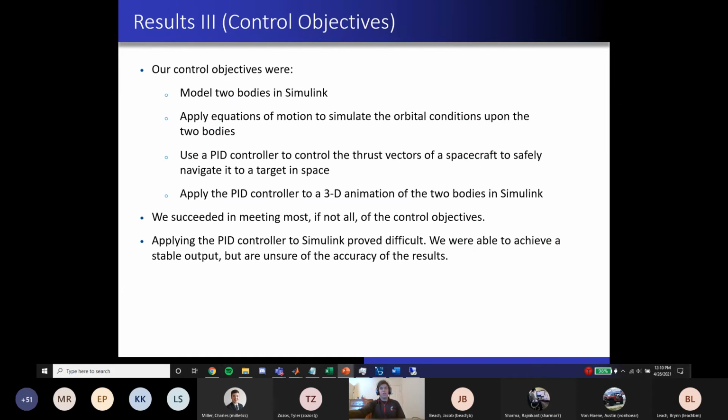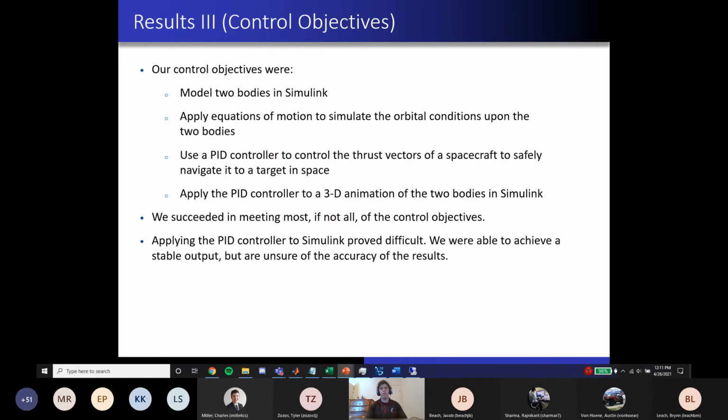So our control objectives: we are modeling 2 bodies in Simulink, applying equations of motion, using a PID controller to do all that, to dock them autonomously. And we've succeeded in most. We got some models working, but applying the PID controller to the Simulink was very difficult. We couldn't really get it working correctly to where we could give it coordinates and it would autonomously move and find the right spot.